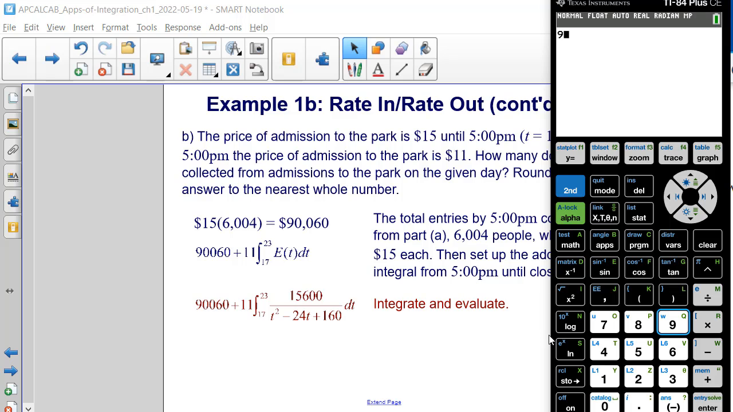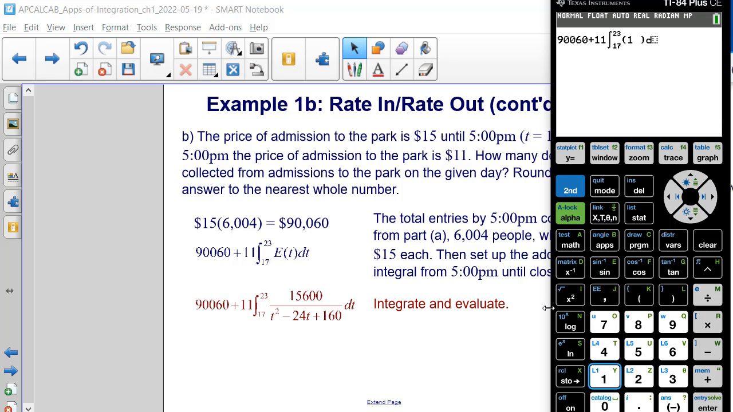So we have 90,060 plus 11, which is the cost per ticket after 5 p.m., times the integral, so that's option 9 here, from 17 up to when it closes, which is 23, which corresponds to 11 p.m.